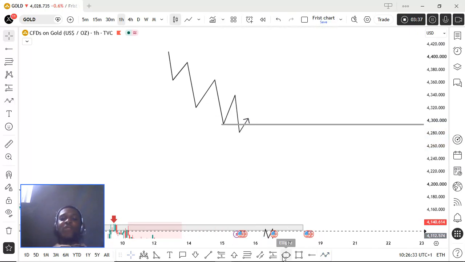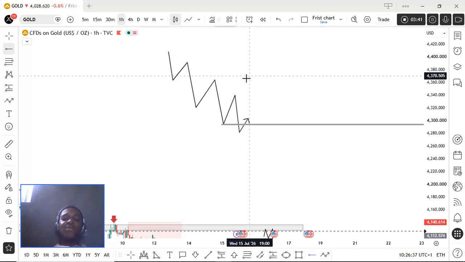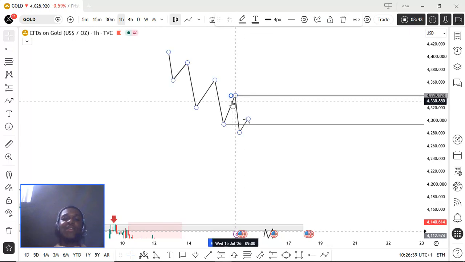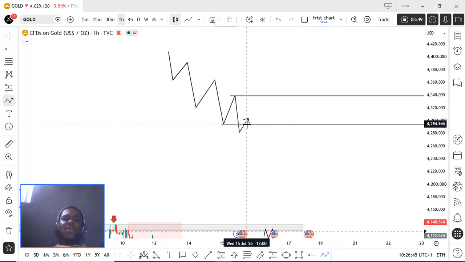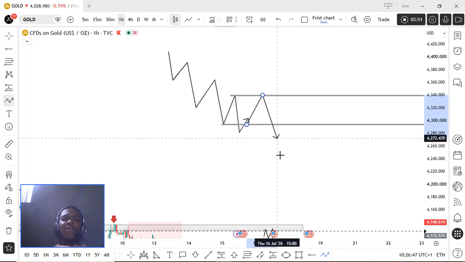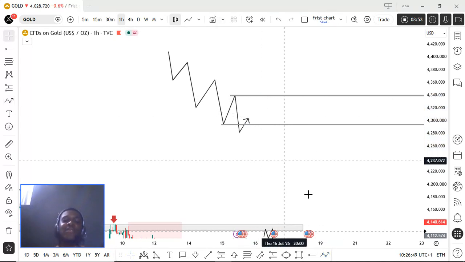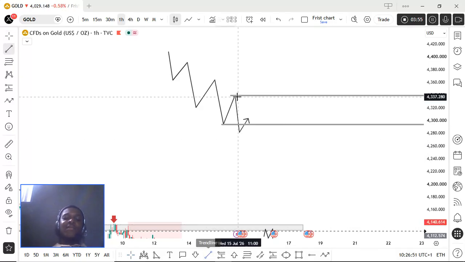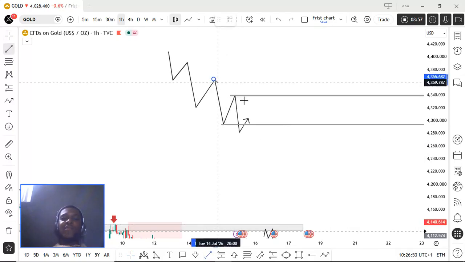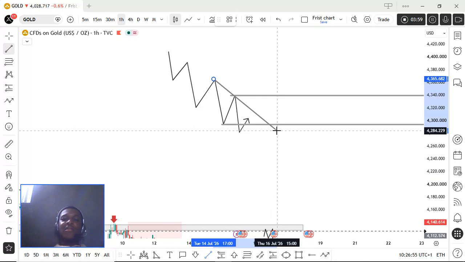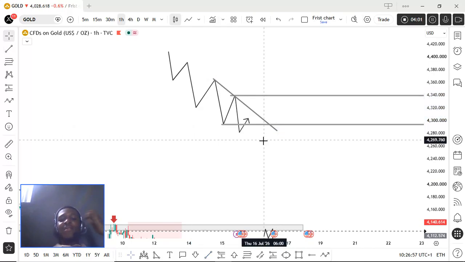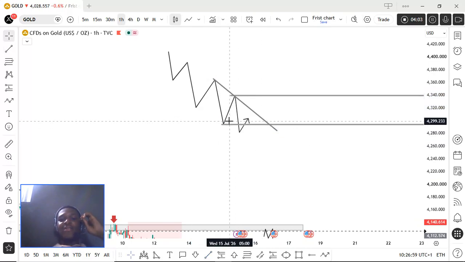So the thing you're going to do is look for levels. Since the market cannot sell at that level, the next level to sell at is the high. The market will come here, then it will sell. If the market does not sell there, it will sell at the trend line. So these are your levels. Either the market sells at the high or sells at the trend line. That is what gold is currently doing.